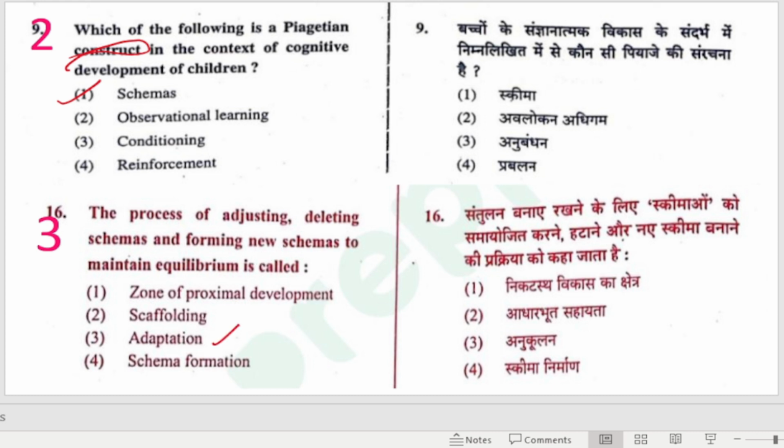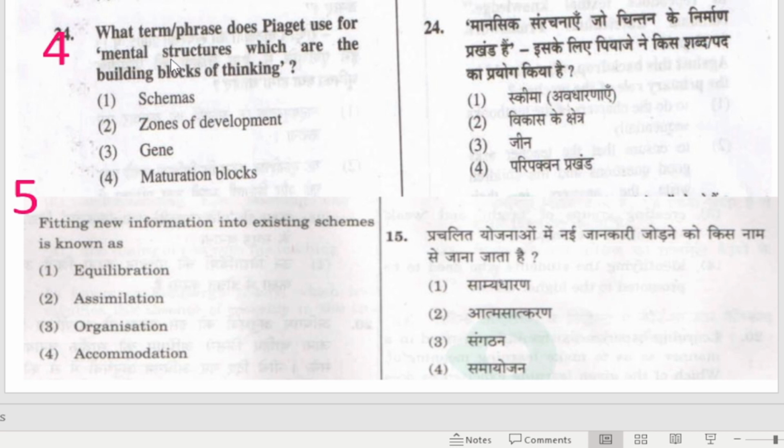Now coming to the next, number four. Number four is: what term does Piaget use for mental structure? So mental structure I told you in the definition of schema. So the answer is schema. Next is fitting in new information into existing schema. So we already know it is a process of assimilation.